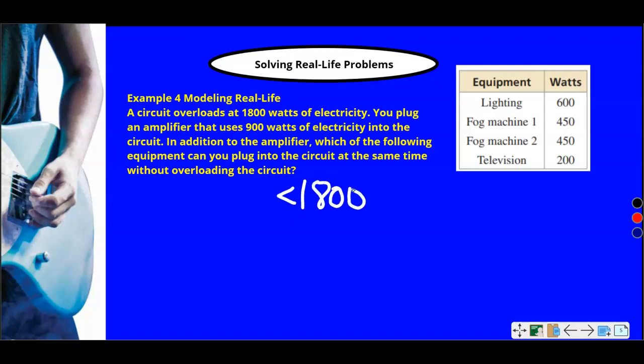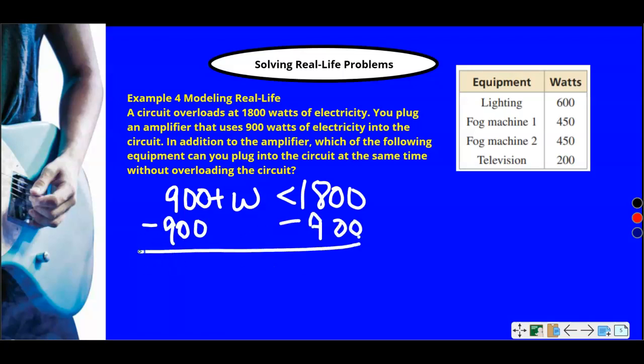All right, you plug in an amplifier that uses 900 watts, so we're already using 900 watts, plus so many more watts, we're not sure. All right, so what we can do is first subtract 900 watts from both sides because we're already using that with the amplifier. So that means we have to have less than 1800 minus 900, which is 900. So we have to have total watts that are less than 900, okay?